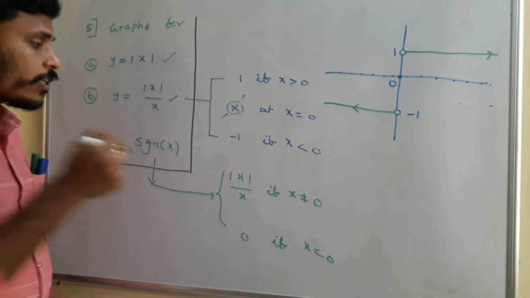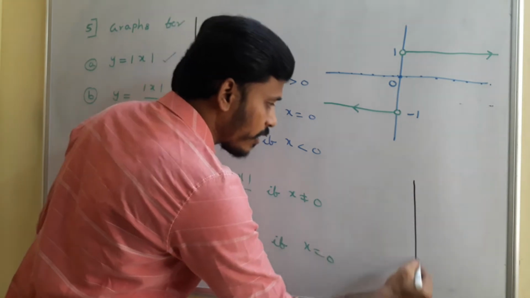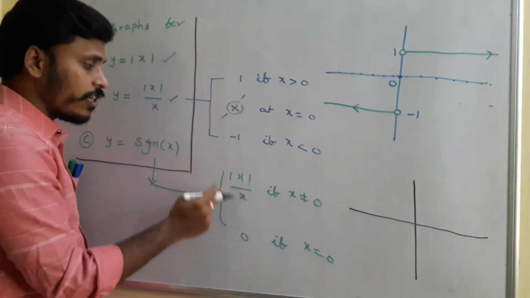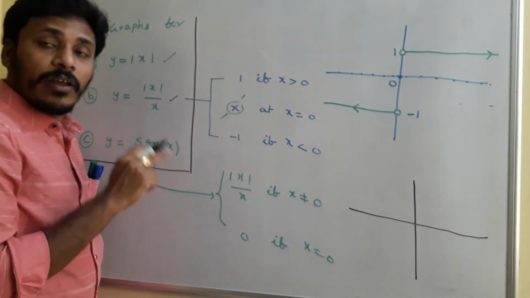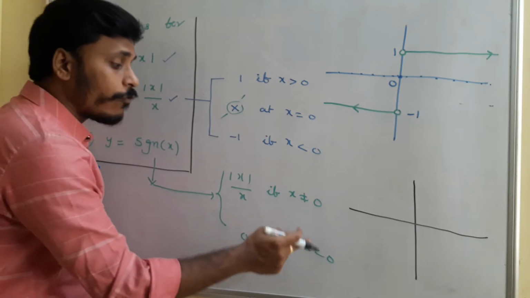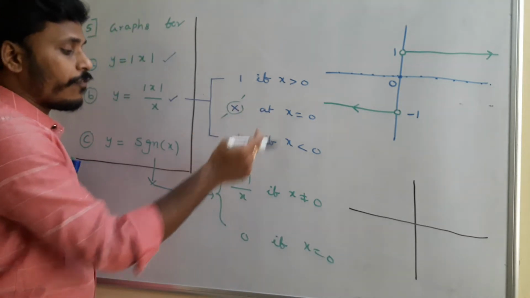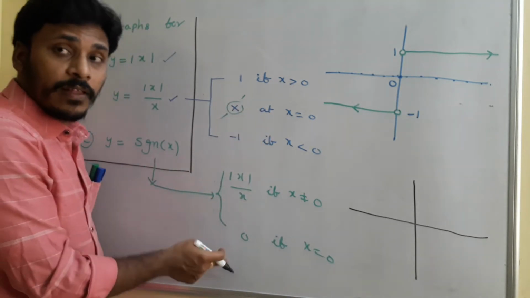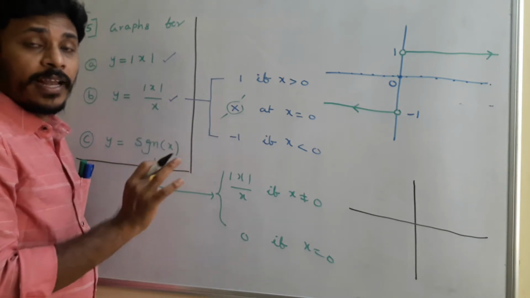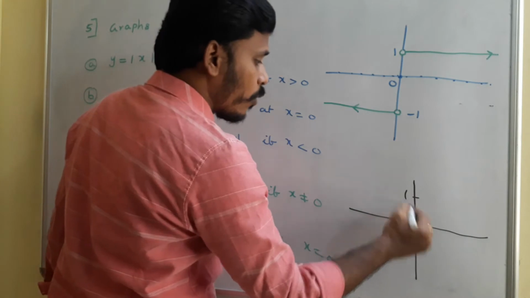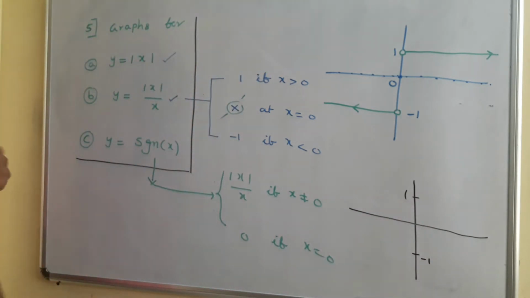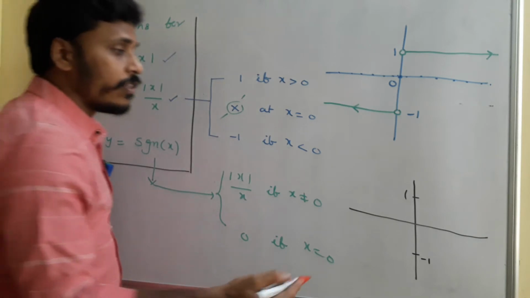So for this function, if we wish to sketch the graph, again for positive values of x, since it is mod x by x, the value is 1. For negative values of x, since it is mod x by x, it is minus 1. But for x equals 0, this signature function says that the y value is also 0. Whereas in this case, it is not defined at x equals 0. That's why if you take 1 here and minus 1 here, then for the signature function of x, the graph is just like this.